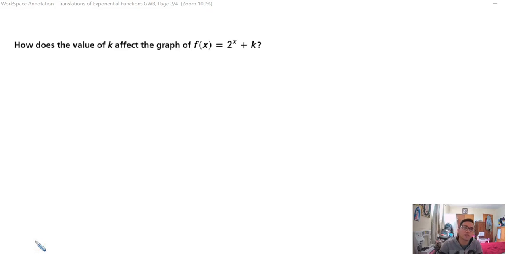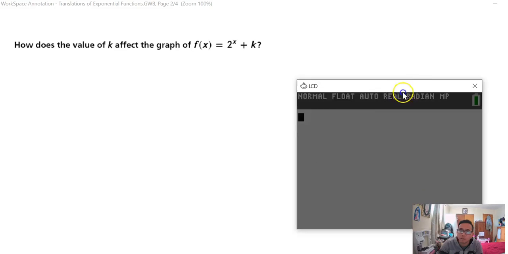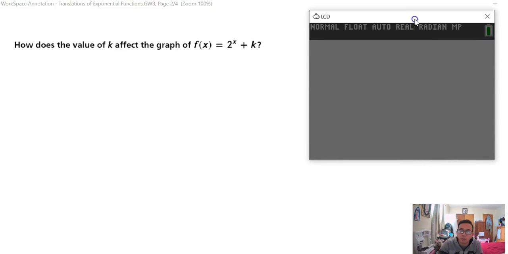All right, let's take a look at this first example. How does the value of k affect the graph of f of x is equal to 2 raised to x plus k? So whatever number that you subtract or add after your 2 raised to x. Let's see. I need my calculator here.